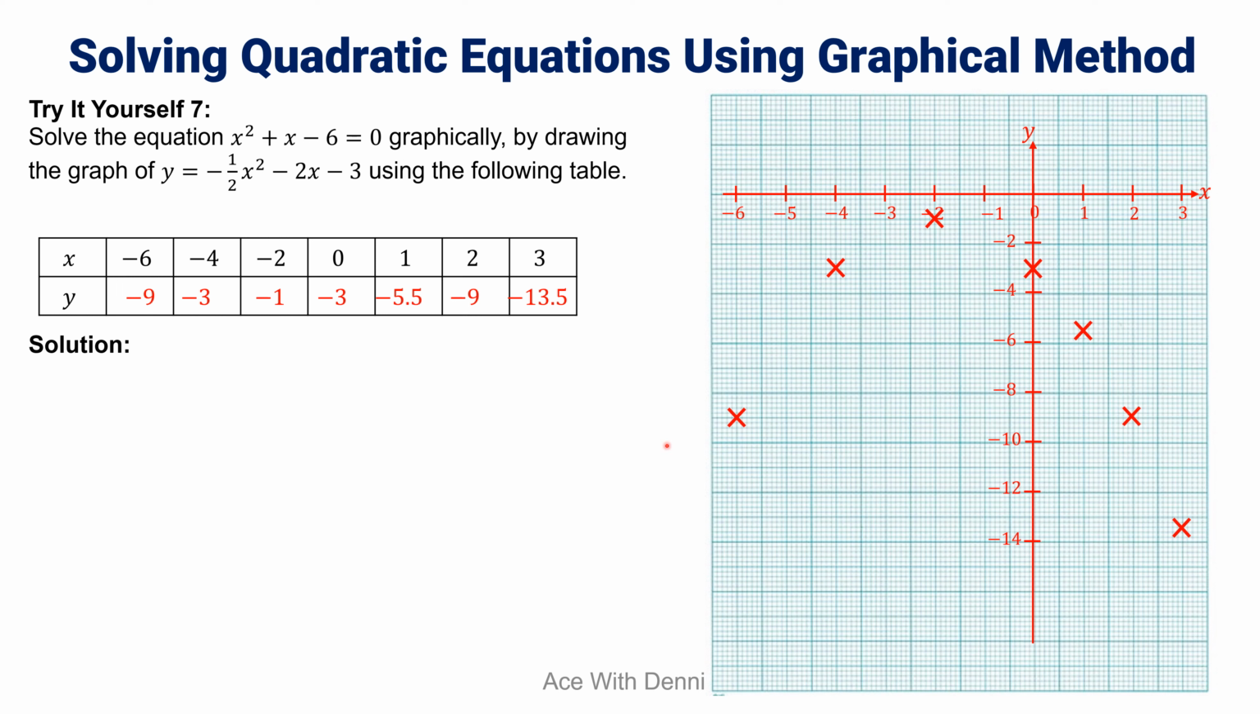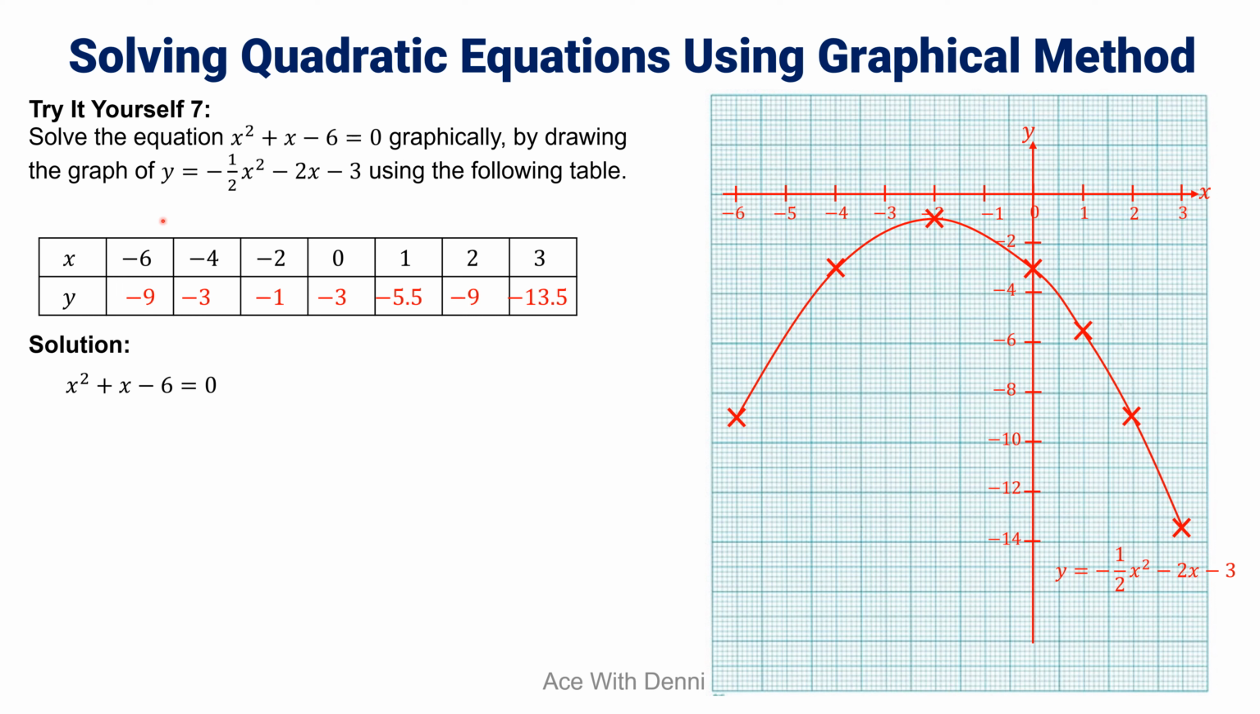Okay, I have plotted all the points here. I just need to join these points with a smooth curve. Then label this graph as y equals negative half x squared minus 2x minus 3. Okay, now once I have plotted the graph, I will move on to solve the equation that is required here, x squared plus x minus 6 equal to 0.